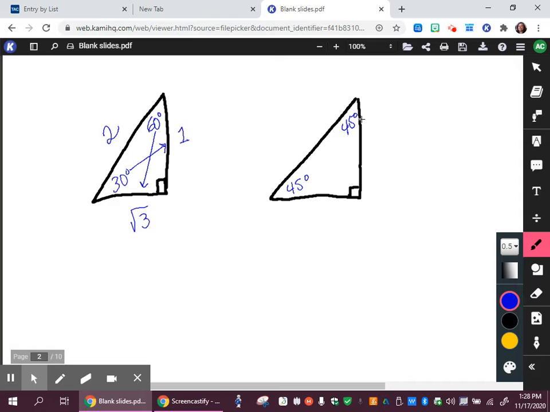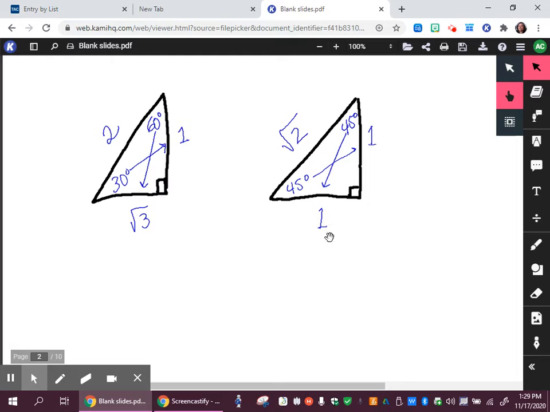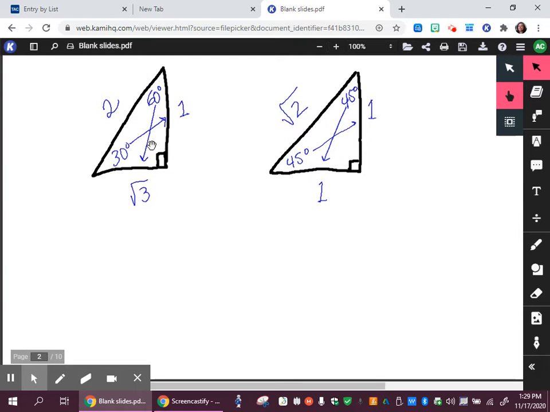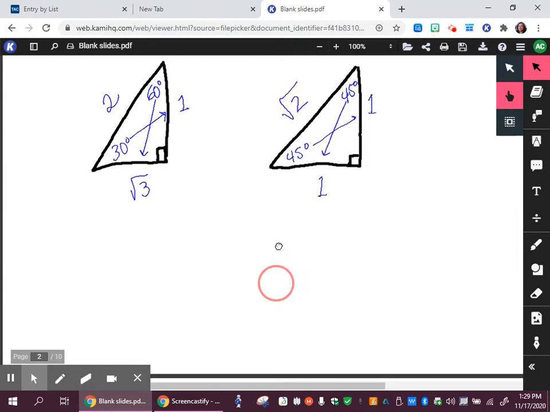For 45, 45, 90, the length across from 45 is 1, and this one would have to be the same because they're equivalent angles, so the sides will be equivalent as well. Okay, and then the hypotenuse is the square root of 2. You can use the Pythagorean theorem to verify that those are in fact the hypotenuse. Okay, so we need to know these because a lot of times your reference angles are going to be some form of one of these triangles.